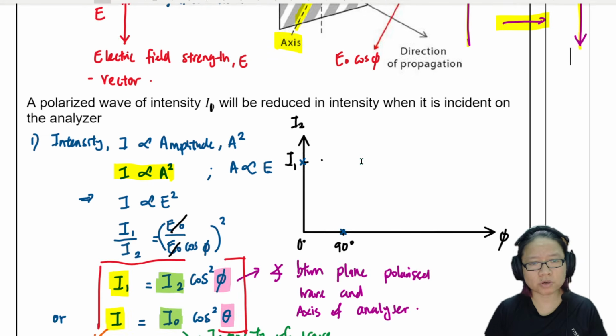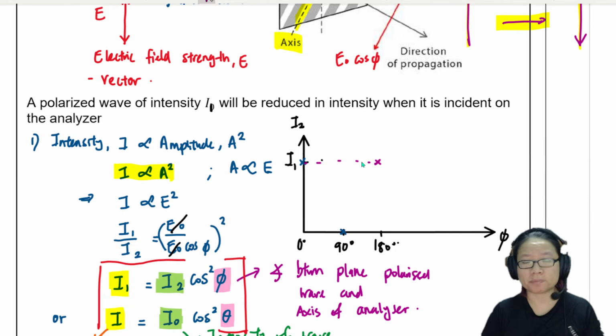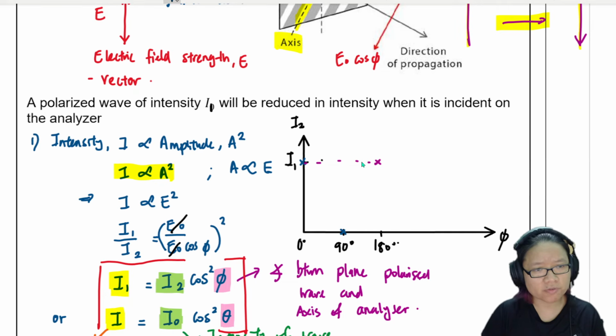So I'm going to go back to my graph. I'm going to find 180 degree. This is just a rough sketch. And then this one, go back to I0, or the maximum amplitude. And the cycle kind of repeats itself. So in the end, you will get a graph that looks like this. It is a cos square graph, so you can plug into GeoGebra and see, but it is still very sinusoidal.